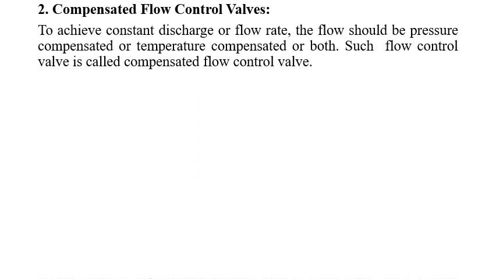The second type of flow control valve is the compensated flow control valve. Here, to achieve constant discharge or constant flow rate, the flow should be pressure compensated or temperature compensated, or both temperature and pressure compensated. Such flow control valves are called compensated flow control valves. These valves are compensated automatically with respect to changes in the valve adjustment opening, maintaining a constant pressure drop across the orifice to provide a constant flow.